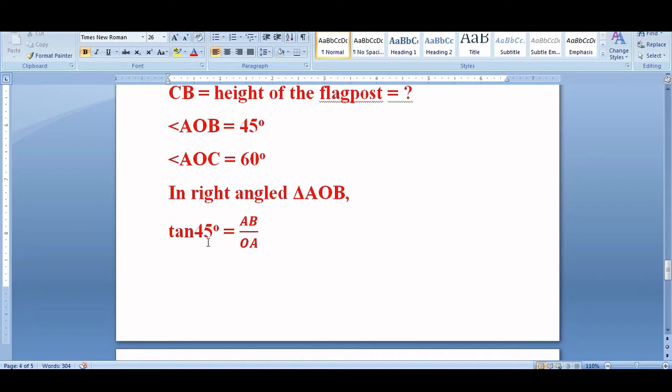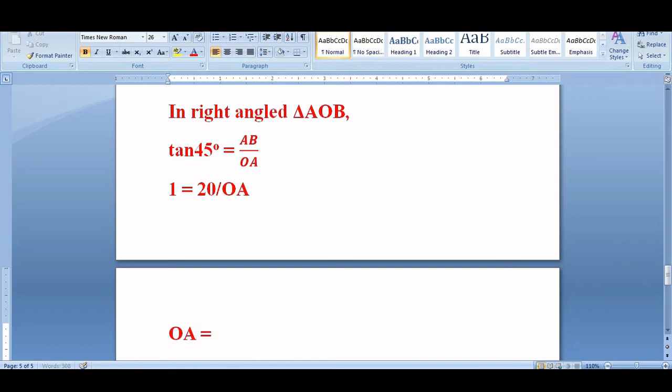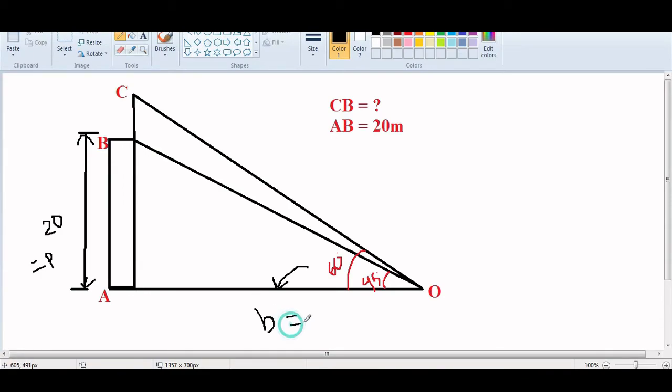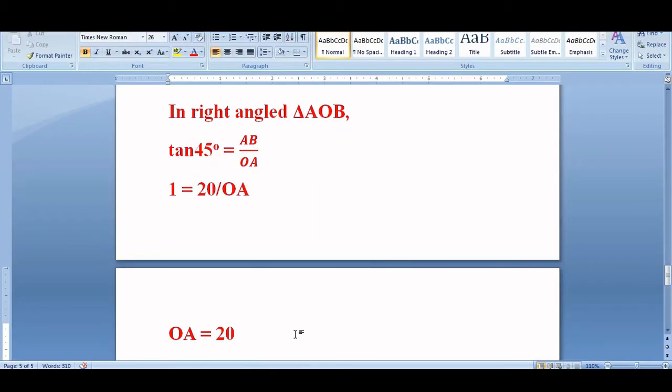What's the value of tan 45 degree? It's 1, and we have to find the value of OA, that is the base. So the base or the baseline length is also 20 meter. Now what we can do, we've got the base 20 meter. Now we will take the bigger triangle, that is CAO or AOC.